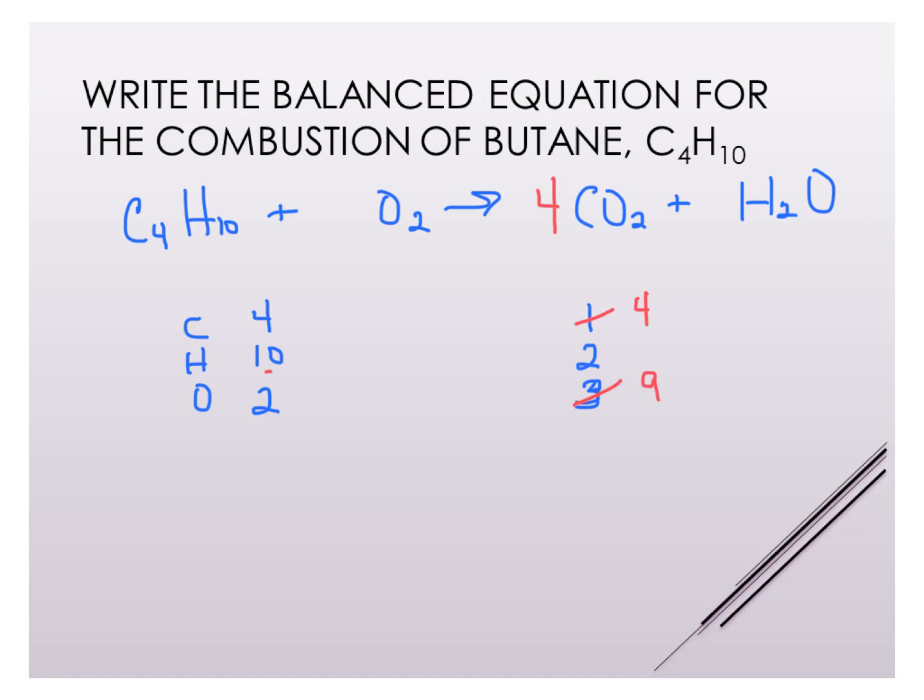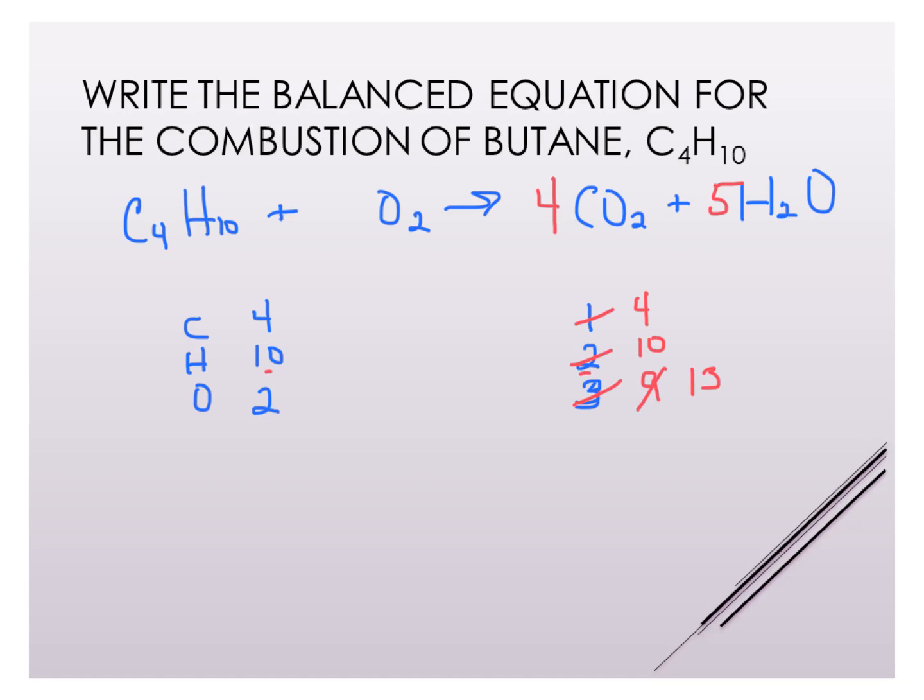I have 10 hydrogens on the left, 2 on the right. So if I put a 5 there, that's going to give me 10 hydrogens on the right, but it's also going to change the number of oxygens. So now I have 8 plus 5, or 13 oxygens. So now my carbons and my hydrogens are balanced, but I see that my oxygens are unbalanced.